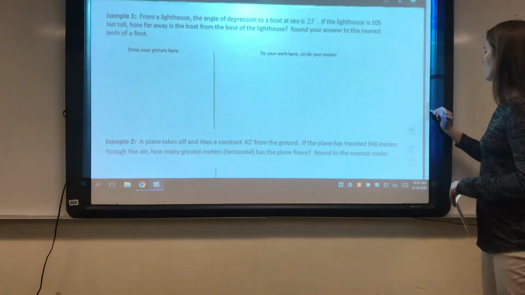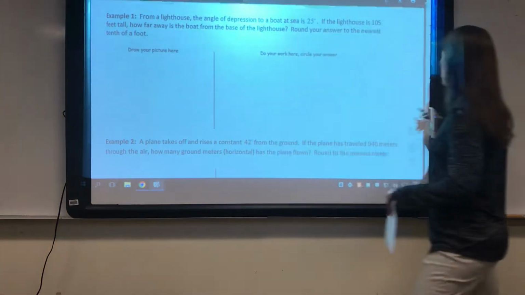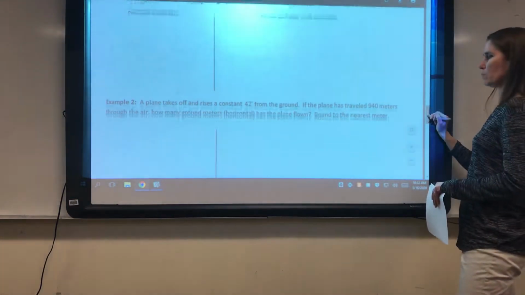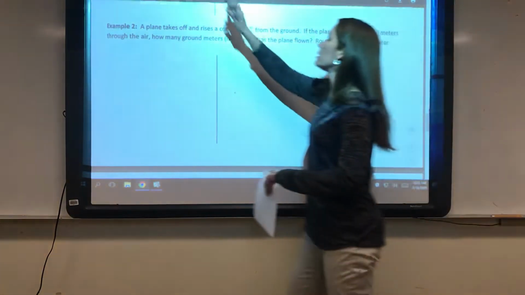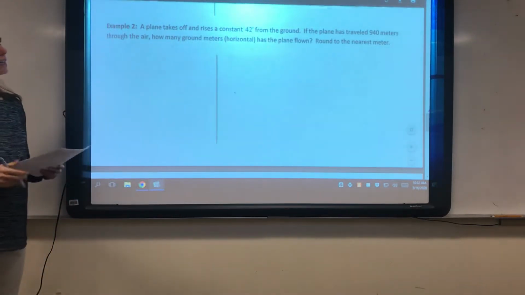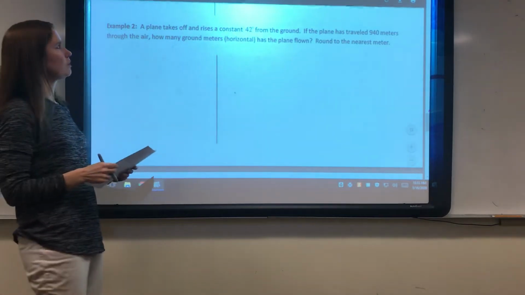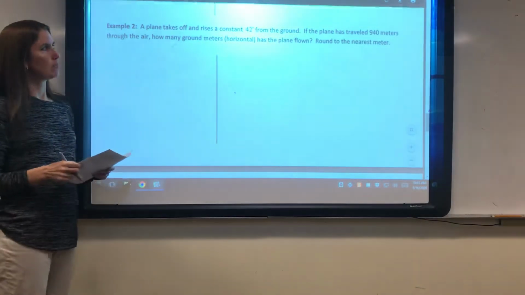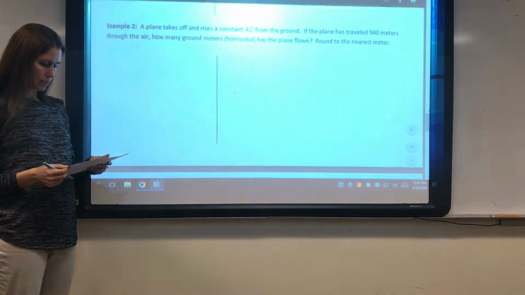We'll look at example 2. You can go ahead and read example 2 and start trying to draw a picture for that. It says that a plane takes off and rises at a constant 42 degrees from the ground. If the plane has traveled 940 meters through the air, how many ground meters horizontal has the plane flown, rounded to the nearest tenth of a meter?